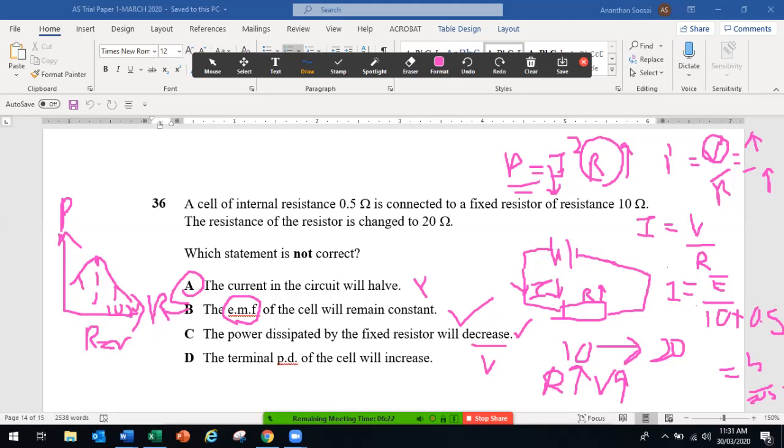The terminal PD of the cell will increase. Yes, terminal PD will increase. Terminal PD means what? E equals IR plus Ir.